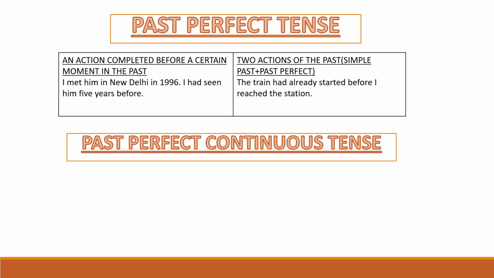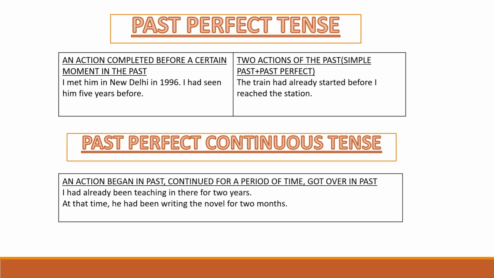Now, the last kind in the past tense. This is past perfect continuous tense. Now, past perfect continuous tense is used when an action began in the past, continued for a period of time, got over in the past itself. Now, here you have to note that any action which you started in the past, continued doing for a period of time, and after it left that action also in the past itself.